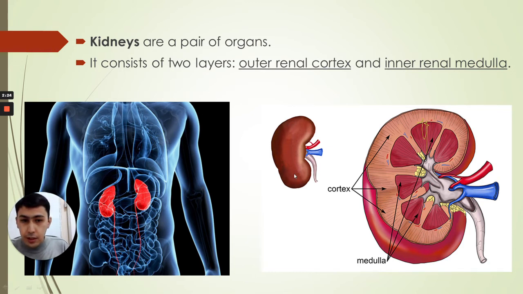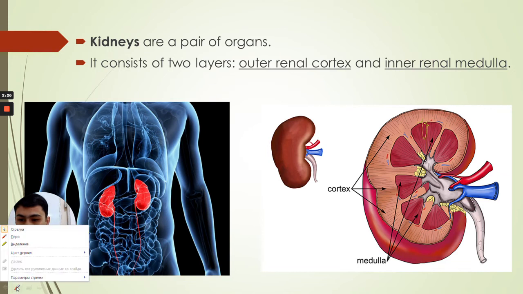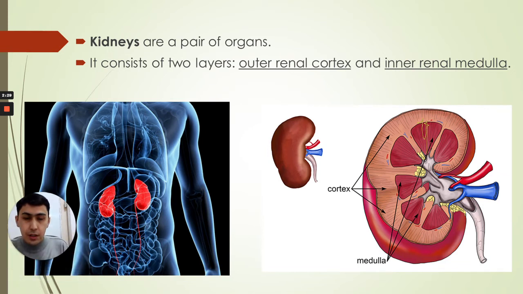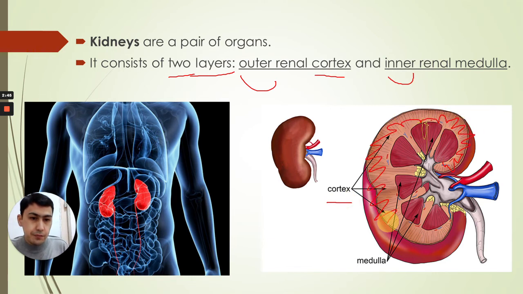If you cut the kidney, you can see this image. The kidney consists of two layers: an outer layer and an inner layer. The outer layer is called the cortex. This is the cortex part. And the inner layer is called the medulla. This is the medulla, the inner layer. So it has two layers.